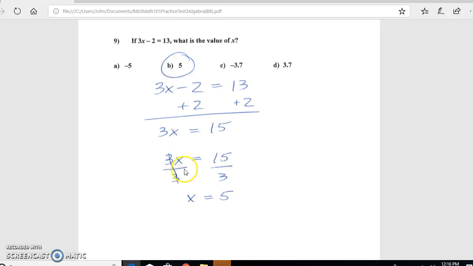The 3's cancel. I'm left with x, and x is equal to 15 divided by 3, which is 5. And that's my answer, letter B.